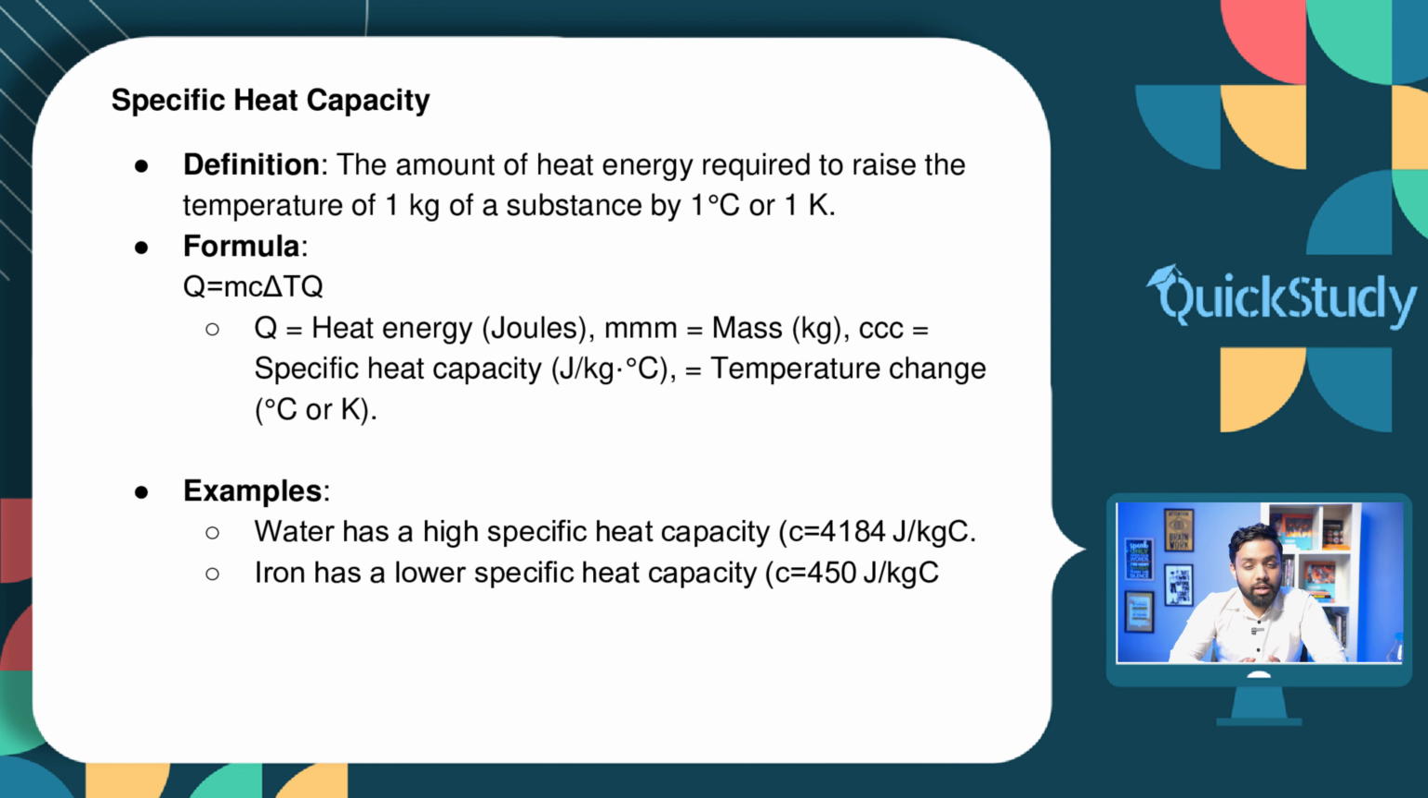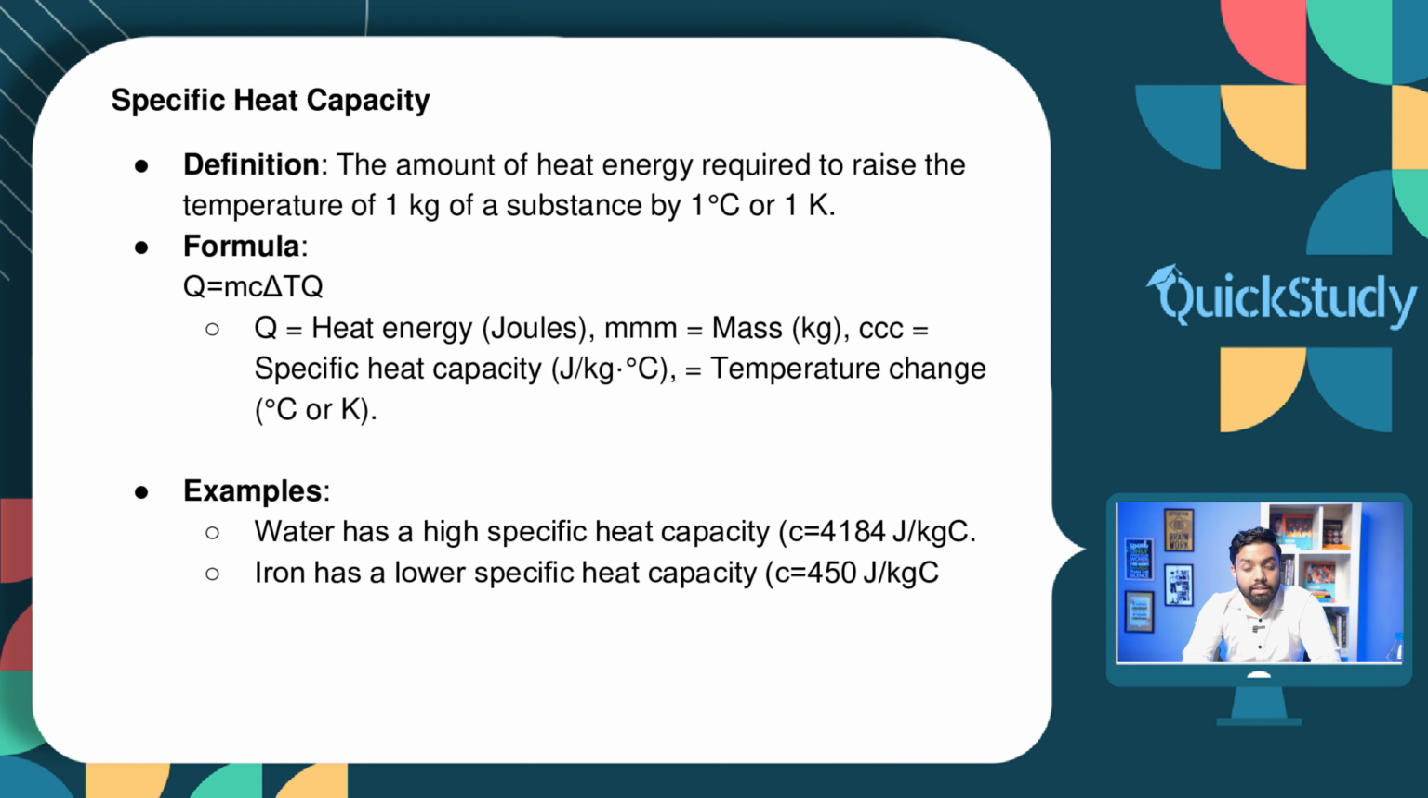While dealing with different temperatures of different masses, we must know about one thing, which is the specific heat capacity. It is basically the amount of heat energy required to raise the temperature of 1 kg of a substance by 1 degree Celsius or 1 Kelvin. The formula for this is Q is equal to mc multiplied by the temperature change. So basically Q is the heat energy, m is the mass, C is the specific heat capacity, which is denoted by joules per kg degree Celsius, and the temperature change is denoted by Celsius or Kelvin.